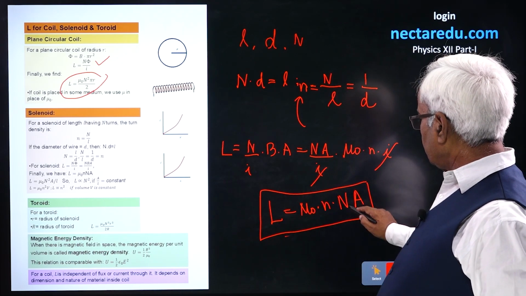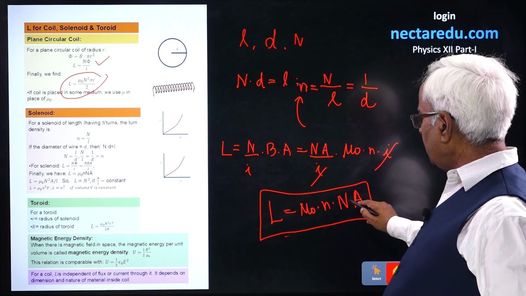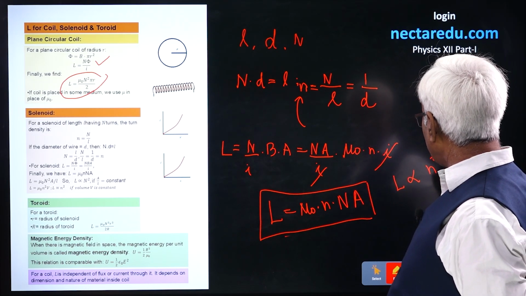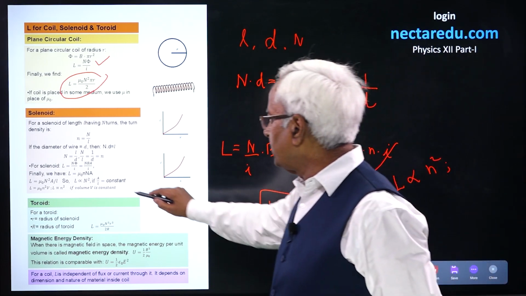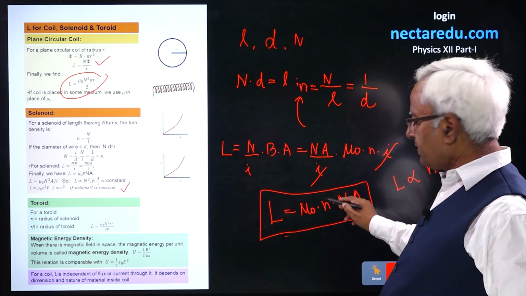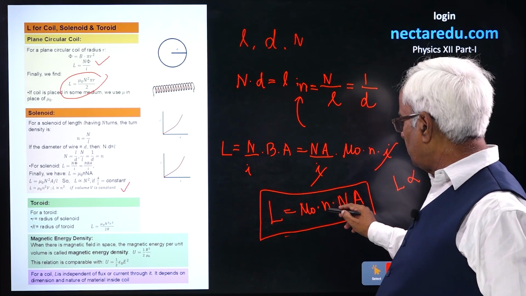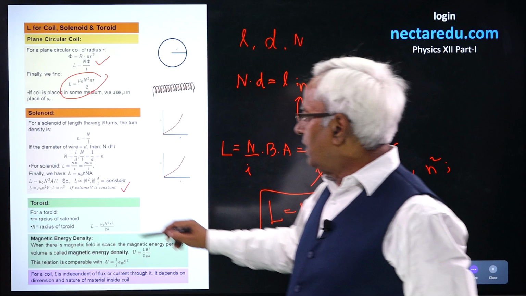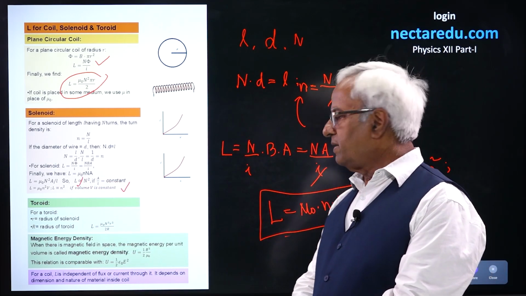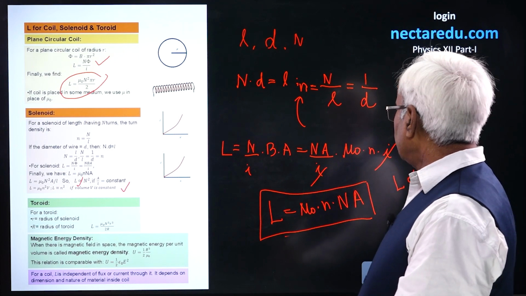If you write this as N into L, then in that case you'll find L proportional to N square. Volume should be constant as shown over here. And if you convert this capital N upon L, then you are going to get the result L proportional to capital N square, provided A upon L is constant.